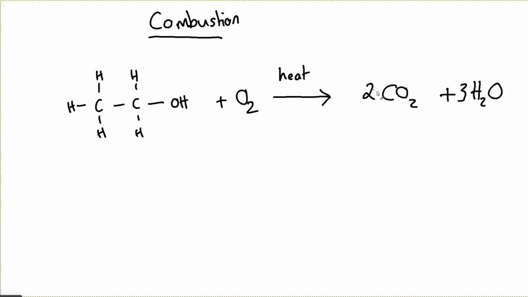If we look now overall, we've got 2 times 2, that's 4 oxygens here. 3 more, that's 7 oxygens. We've got 1 oxygen there. So we're going to need 3 O2s on this side. 3 times 2 makes 6, plus 1 is 7. And that matches the 7 oxygens on the right-hand side here. So there we've got a balanced equation for the combustion of ethanol.